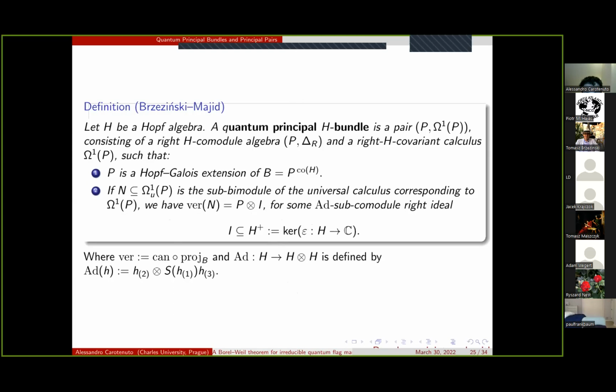So by this N, you mean the kernel of the projection from the universal calculus to Omega^1 of P? N is exactly the kernel of the projection from the universal calculus to our differential calculus. Yes. Okay, thank you.